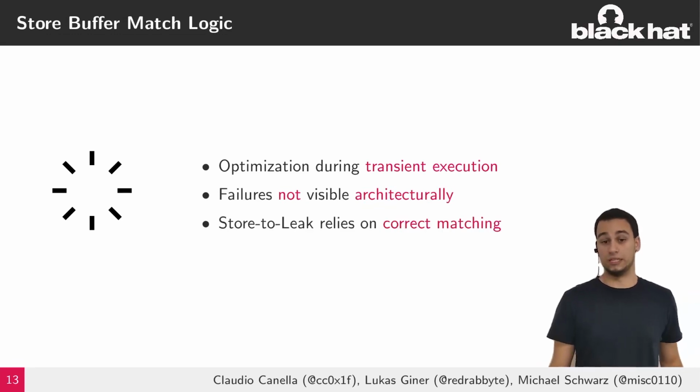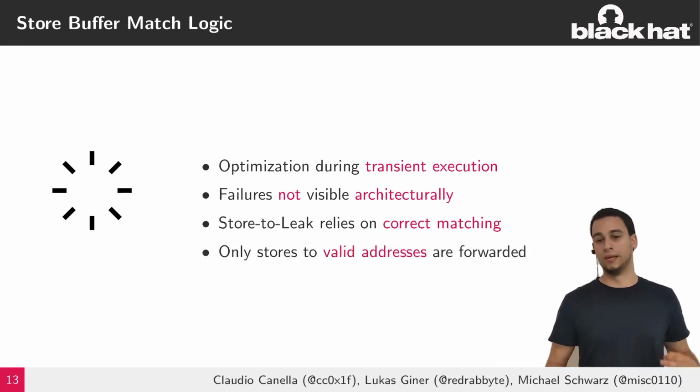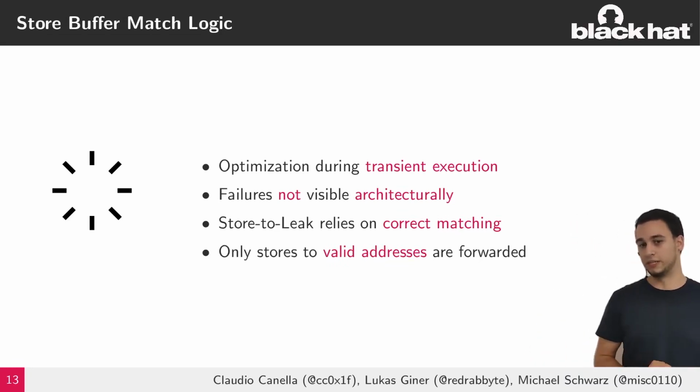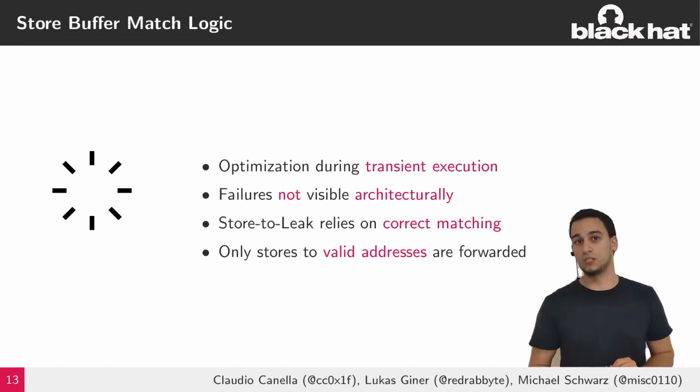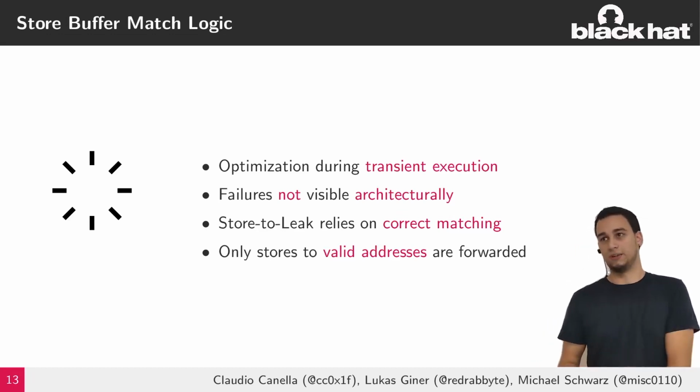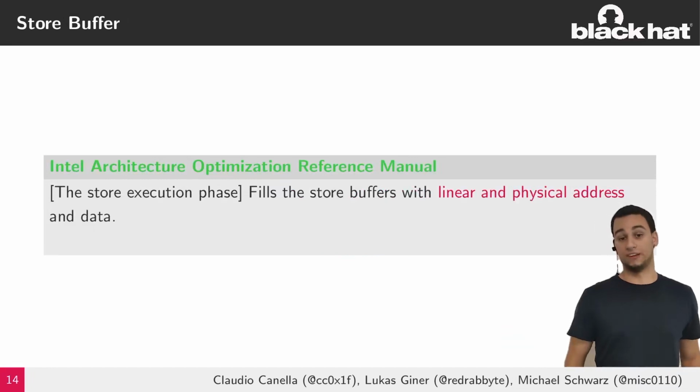So we will never see that. And our attack here just relies on the store buffer to do everything correctly. So correct matching, correct forwarding on the same addresses. One interesting part here that we are going to exploit is that stores can only be forwarded if we store something to a valid address. Of course, that sounds kind of intuitive. We can't store somewhere that's not a valid location.